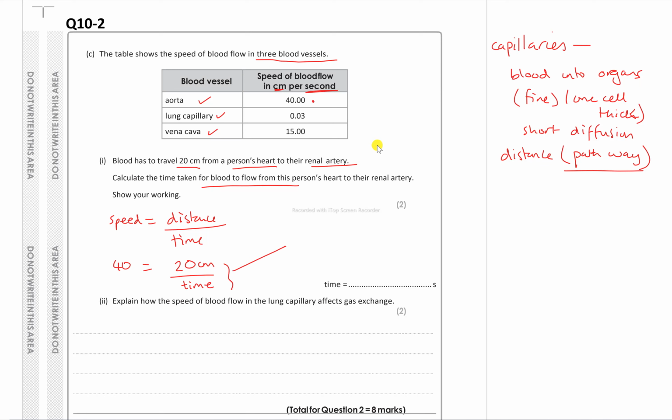Now we need to rearrange this. And this is where students mess up. If it's at the bottom, just swap that with that. So I'm going to end up with time equals 20 divided by 40. And we cross them out. So it's 2 divided by 4. That's a half. It takes half a second.